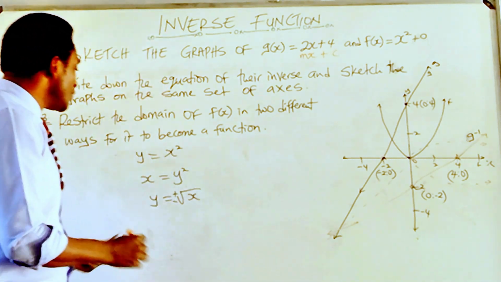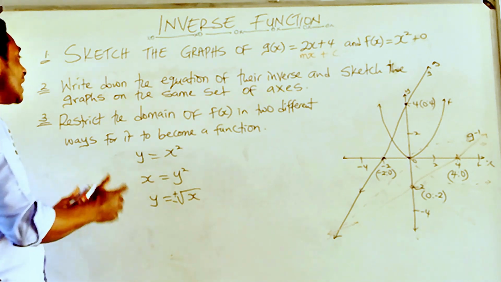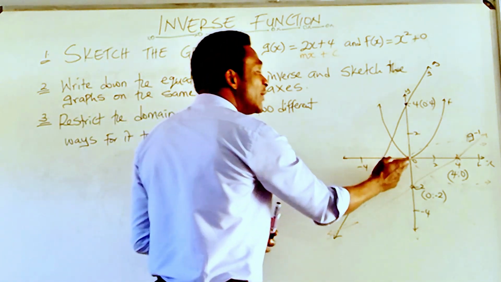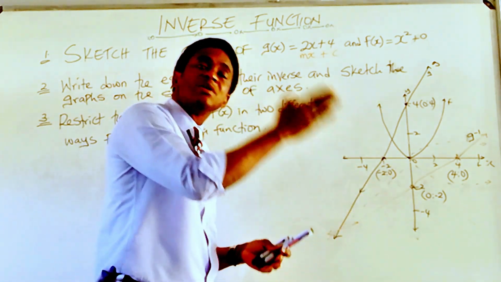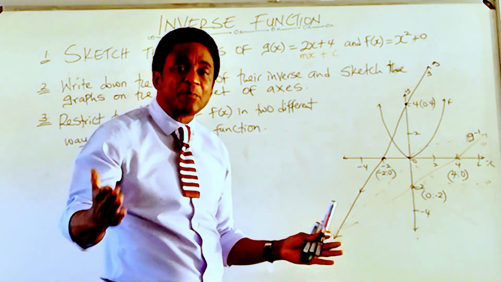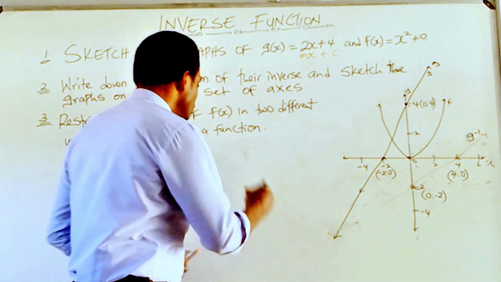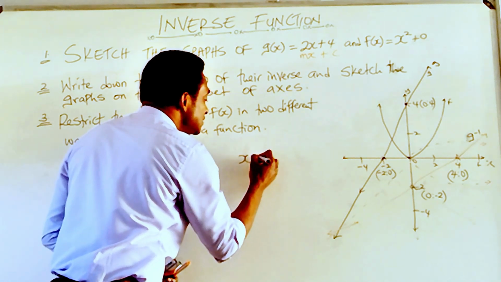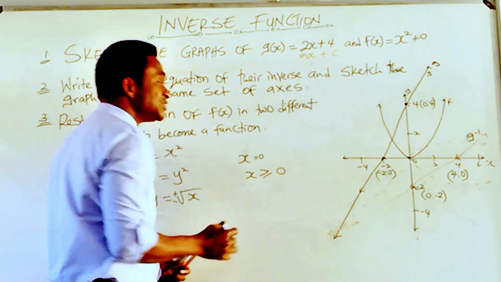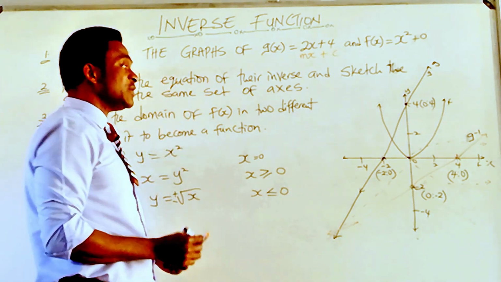So what do we do? We restrict the domain of f in a way that it gives us a function. How do we restrict? We look at our turning point. From our turning point, that is where we have the symmetry. We can divide the graph into two equal parts. So we have two parts that will still generate inverses that are functions. So our symmetry is at x equals 0. So we can say x is greater than or equal to 0 will be one part, and x less than or equal to 0 will be the other part.